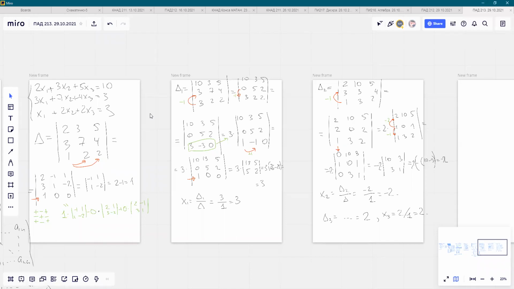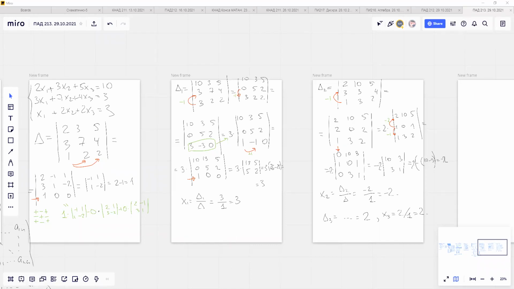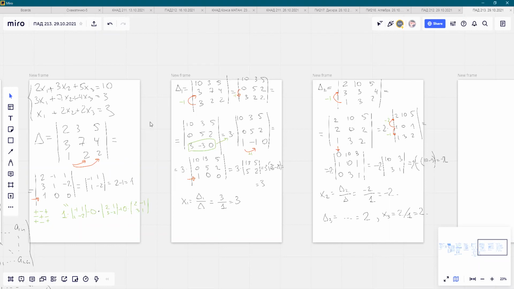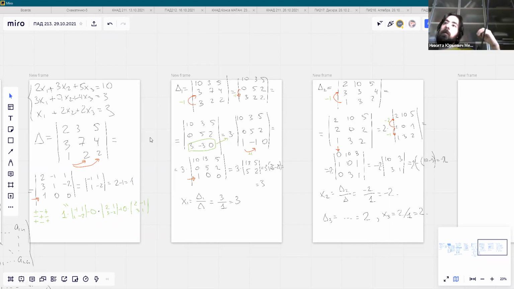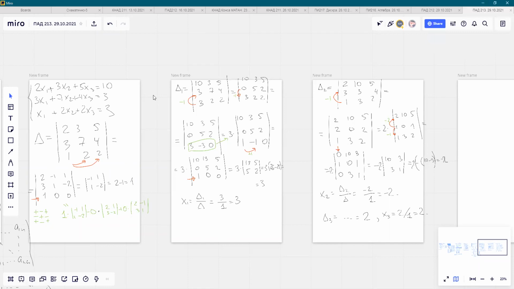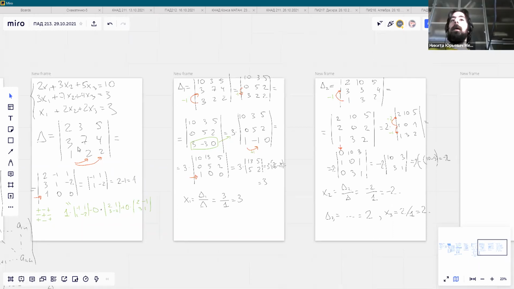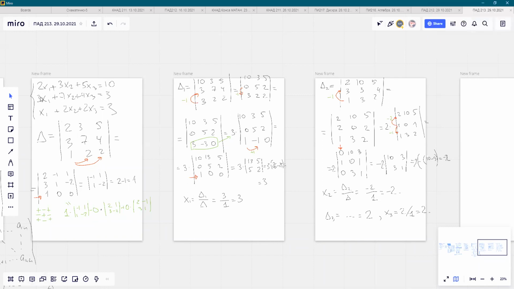Could you again explain the part where we are making determinants delta 1, delta 2? How do we make them? What is the logic of them? Yeah, okay. So again, I take the same determinant. I take the left-hand side. And then to find delta 1, I throw away the first column. This column 2, 3, 1 is not present here. And instead of it, I put the right-hand side, in the place of the numbers that are with x1.